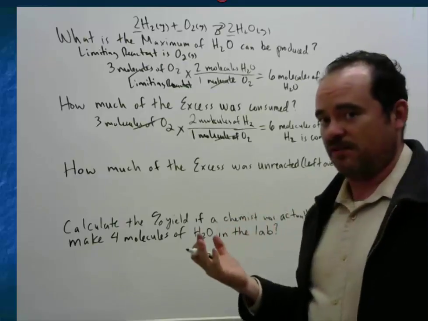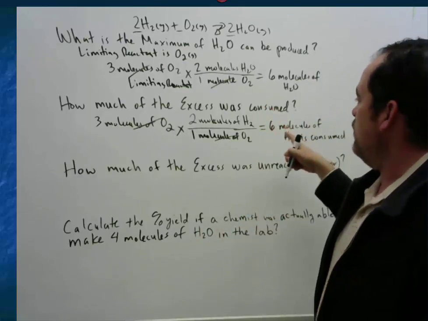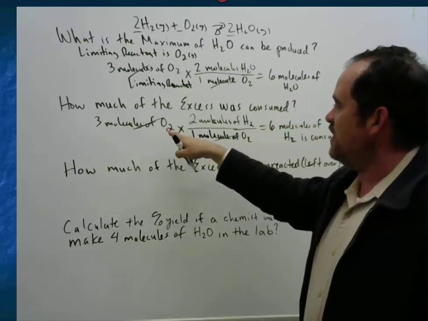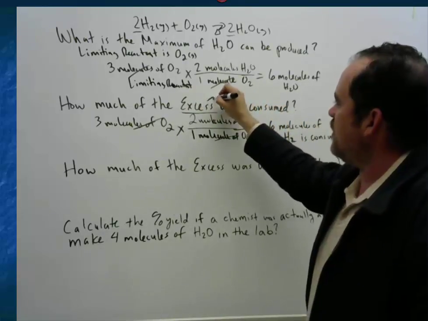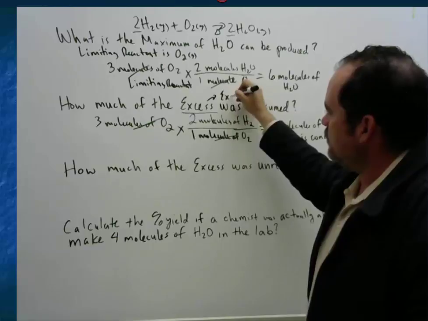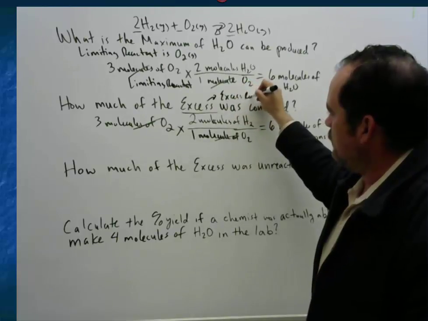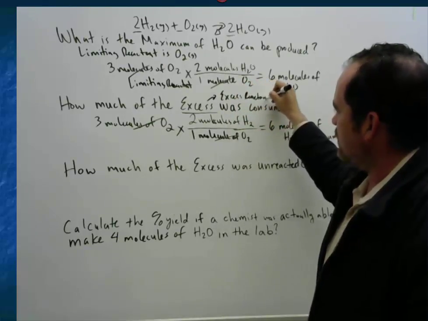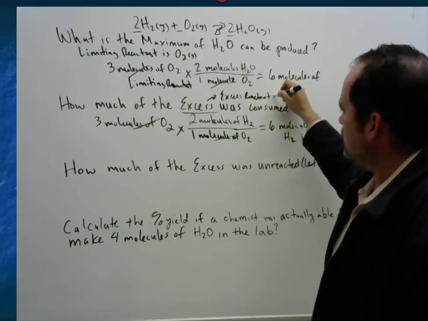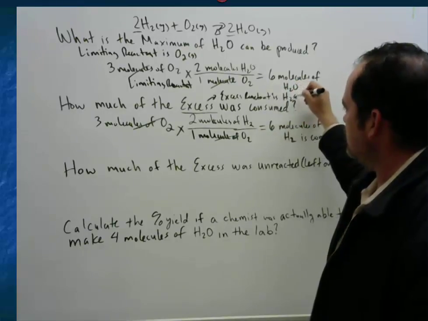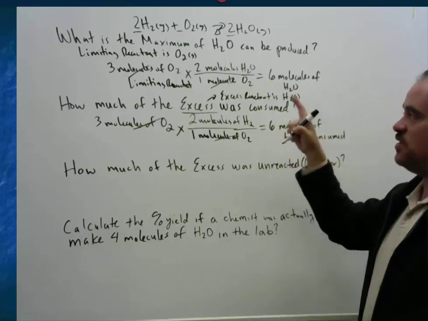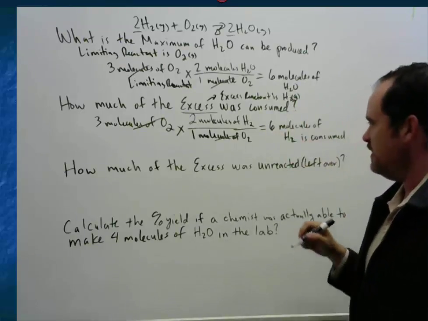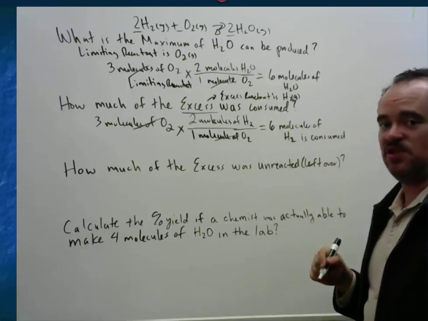So notice again, we're not going to use all of it. It makes sense because we know that hydrogen is what we consider our excess reactant. So we know that already, so there's going to be something left over, hydrogen gas. So how much of it was actually used in this reaction? It was only 6. So that's how we figured that one out. That's how much was used.